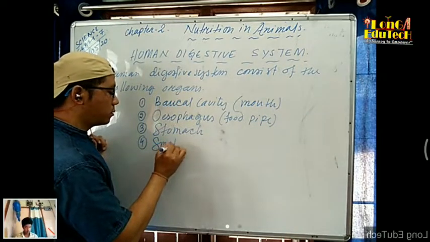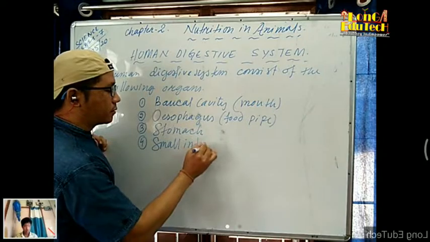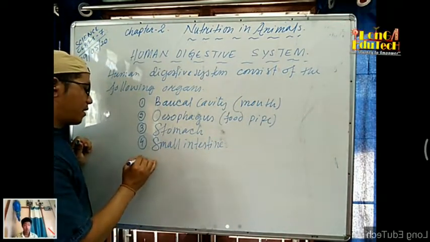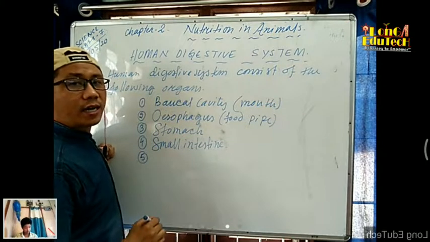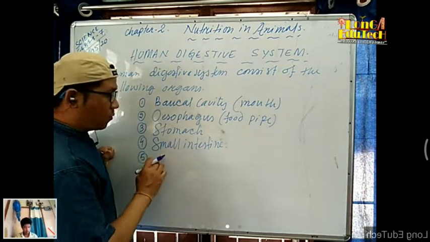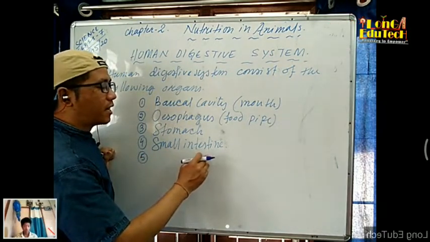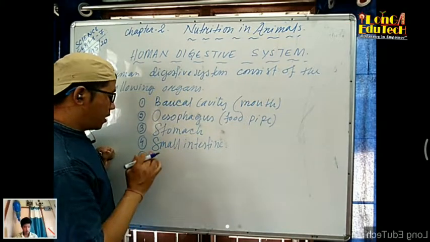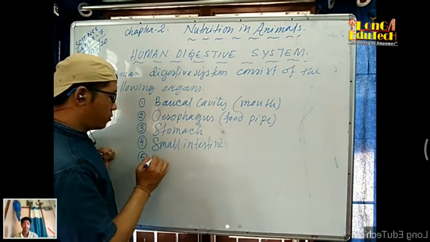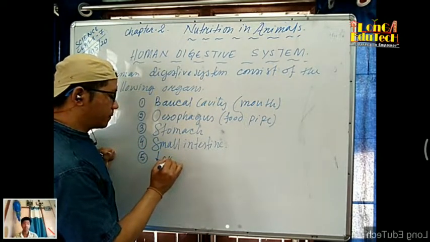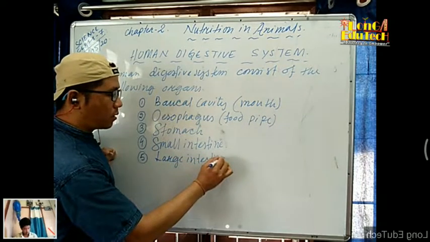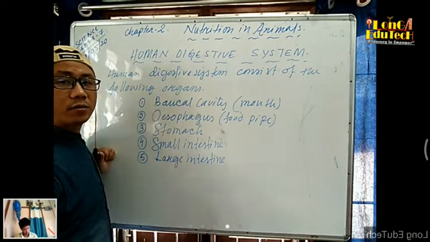It will go to the small intestine. Most of the digestion takes place in the small intestine, I told you before. Then, number five, the undigested food along with the water will go to the large intestine.